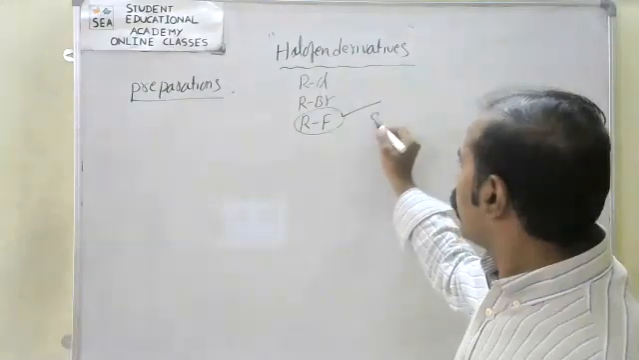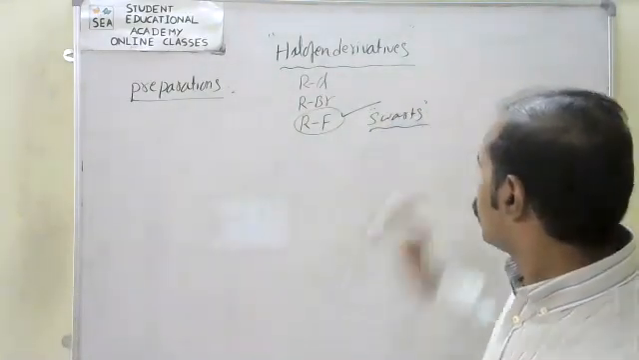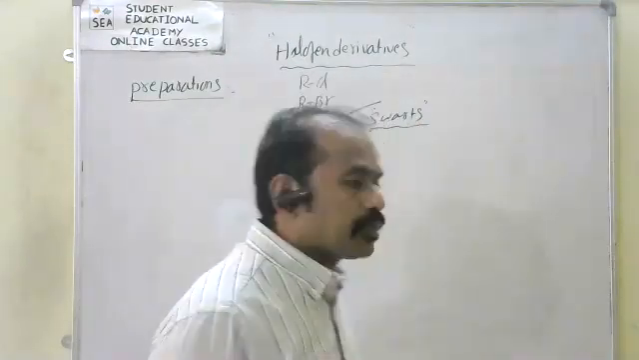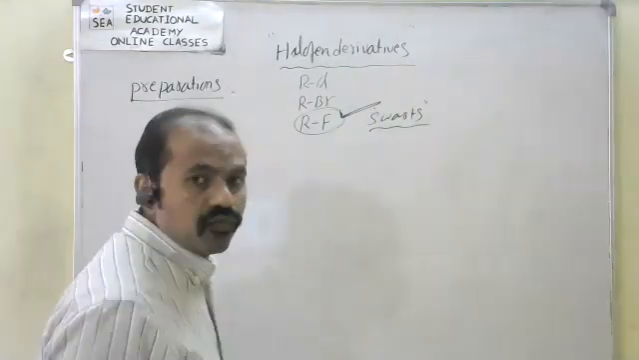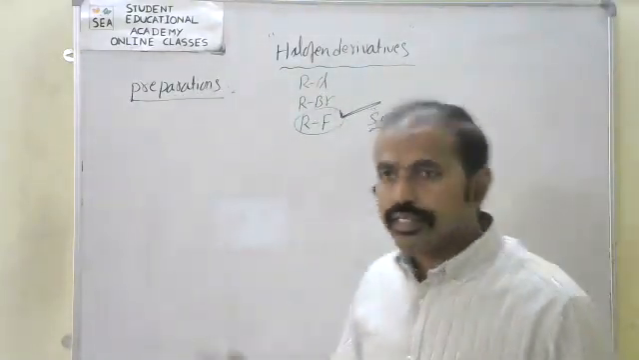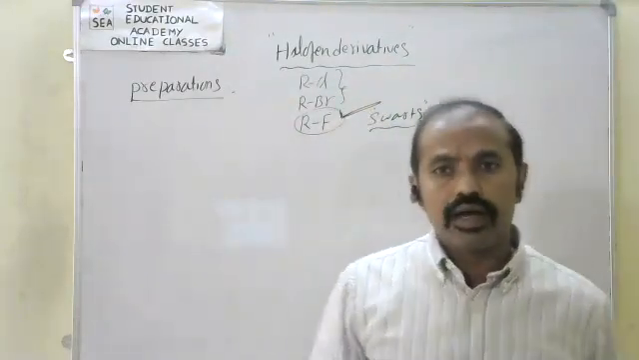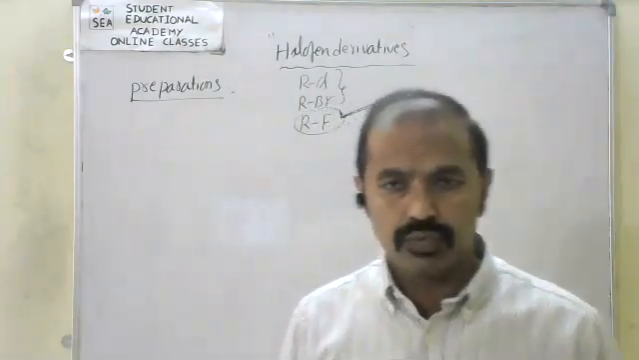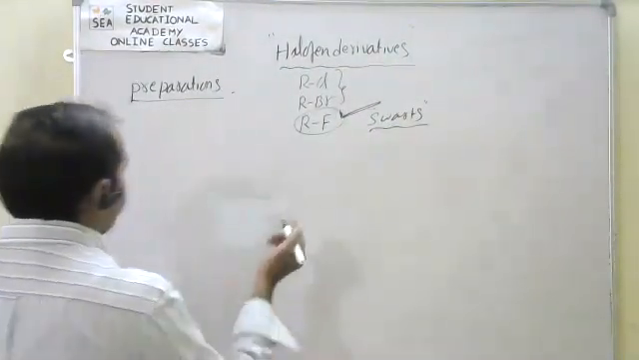Okay, by using which reaction? Swarts reaction. By using the Swarts reaction, we particularly prepare alkyl fluorides. Before that, by the halogen exchange method, we prepared alkyl chlorides and alkyl bromides also. Then I have given one more.